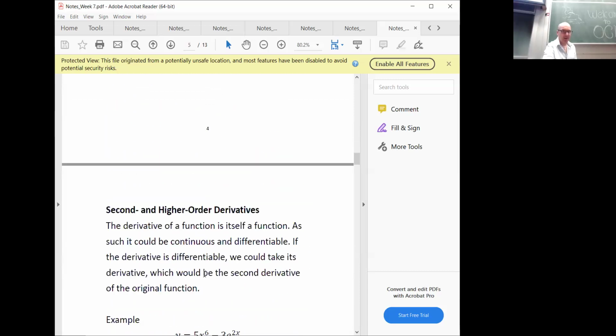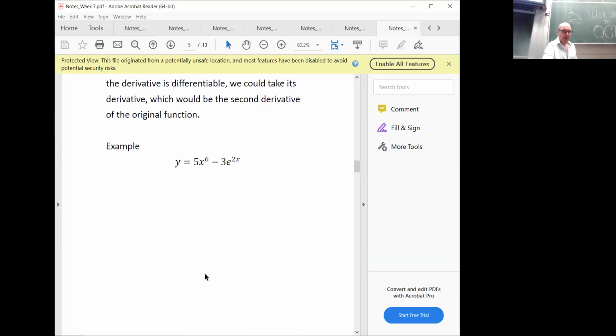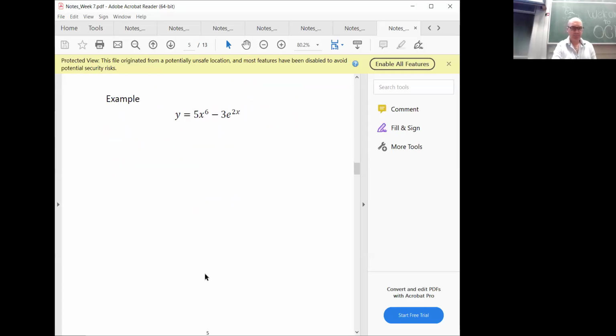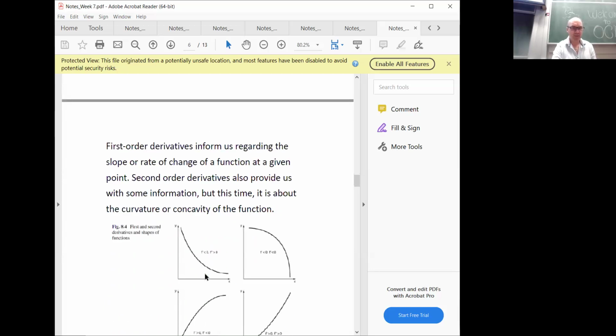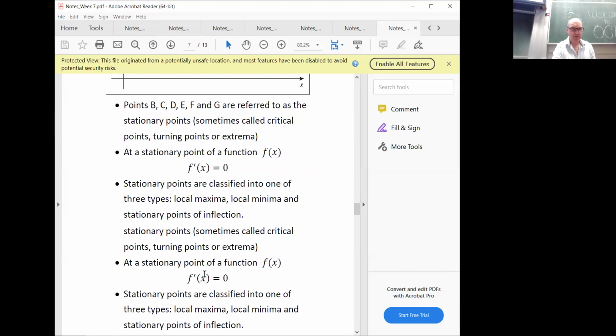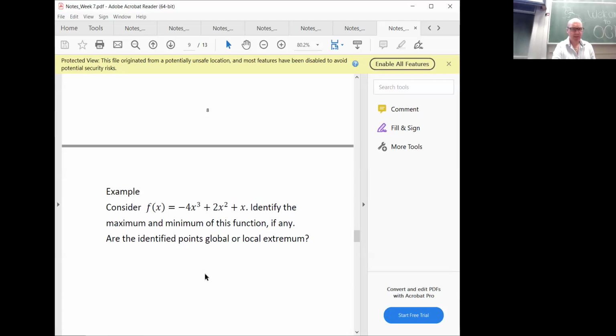That's always fun. Higher order derivatives, don't want to know about that. I can do a lot of things, but I don't know that we want to do that. First order derivatives, and the second order derivatives also give us information, sure. So when it comes down to a question like this, where we're talking about a function, identify maximums, minimums of this function, identify points of global and local extrema.